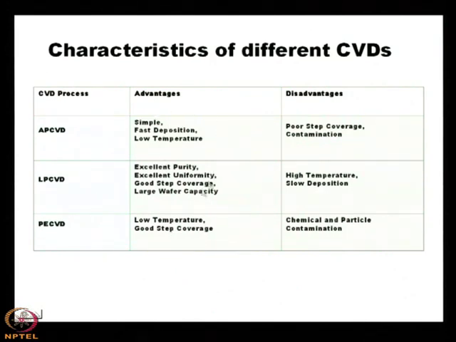So, if we compare all these three CVDs, you see that APCVD has low temperature, LPCVD has higher temperature, and PECVD again has low temperature. So, from the temperature point of view, APCVD and PECVD have some advantage, but for step coverage, PECVD has good step coverage, LPCVD has good step coverage. So, so far as step coverage is concerned, APCVD is inferior to LPCVD and PECVD. Another important factor is that in LPCVD you can use large wafers.